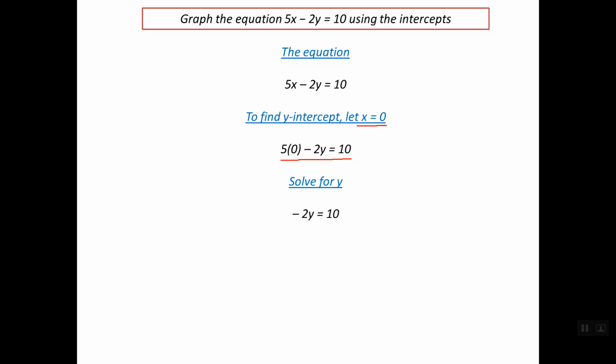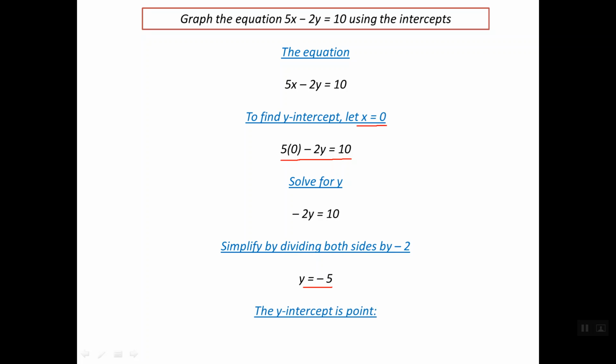So the remaining equation is minus 2y equal to 10. Simply, we can divide both sides of this equation by minus 2. After dividing by minus 2, we get the value of y to be minus 5. So now we conclude that the coordinates of the y-intercept point are 0 and minus 5.